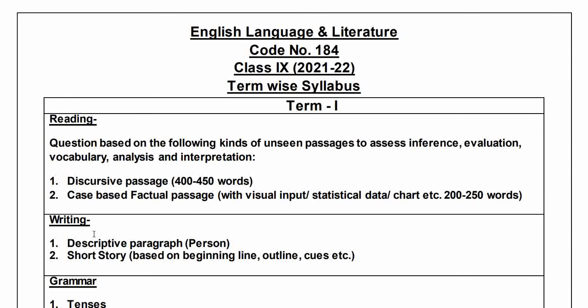Now let's proceed to the writing section. In the writing section, we have the descriptive paragraph, that means a description of a person. It can be a character analysis, it can be just a physical description, but it is definitely limited to the description of a person. Then we have the short story based on a beginning line, outline, cues. It can have a visual impetus, it can have a verbal one, most probably with the cues, that means verbal impetus.